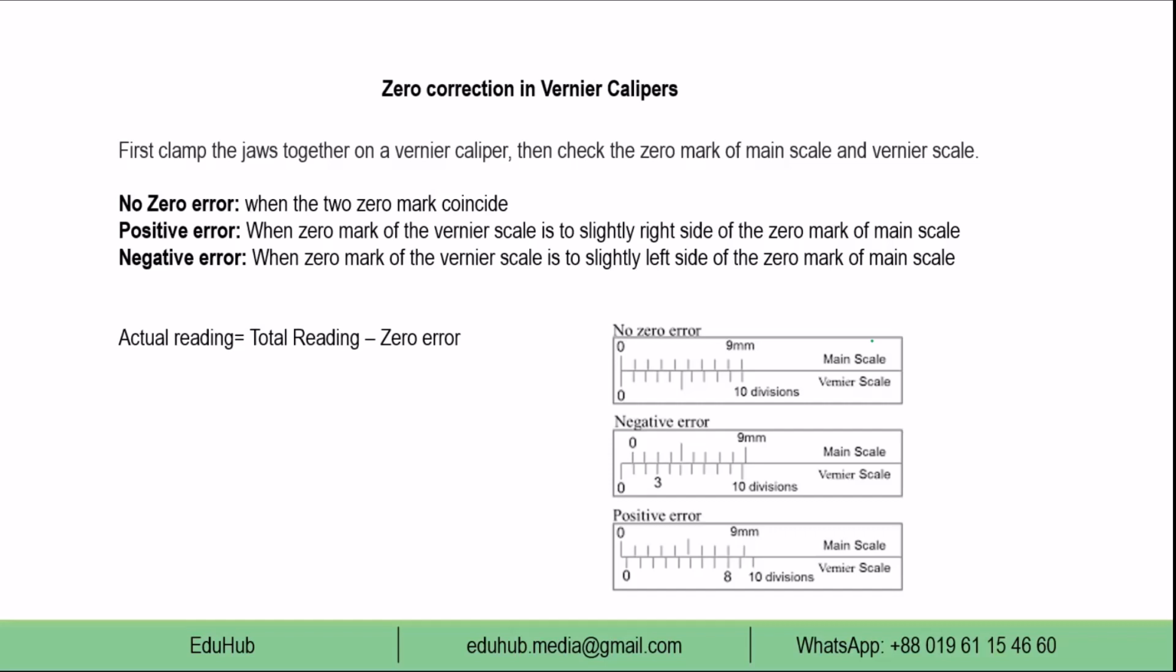When the zero mark of the Vernier scale is on the left side of the zero mark of the main scale, then it is a negative error. And when the zero mark of the Vernier scale is on the right side of the main scale, then it will be a positive error. Now when we calculate the actual reading, we need to subtract the zero error from the total reading.